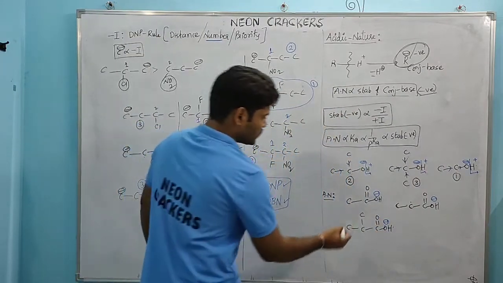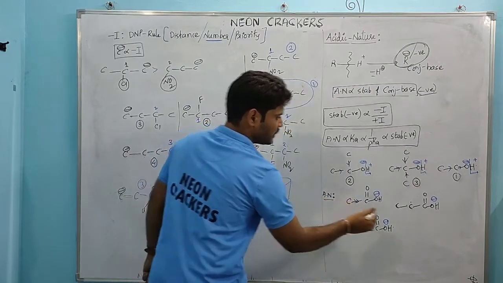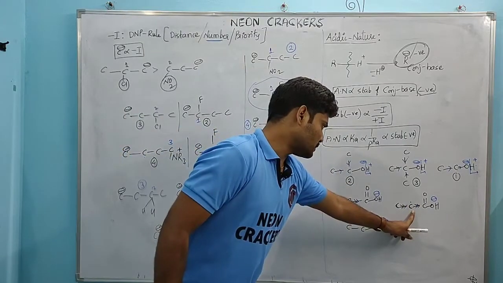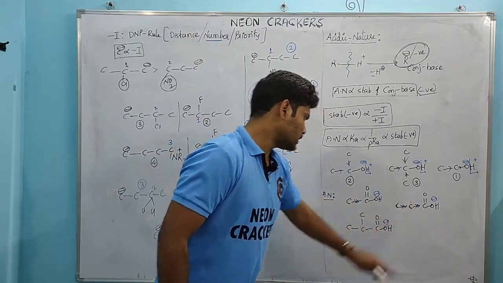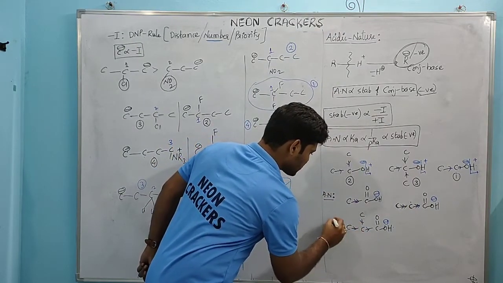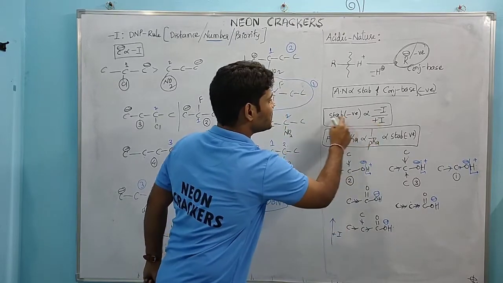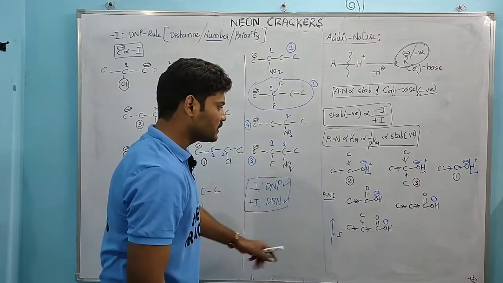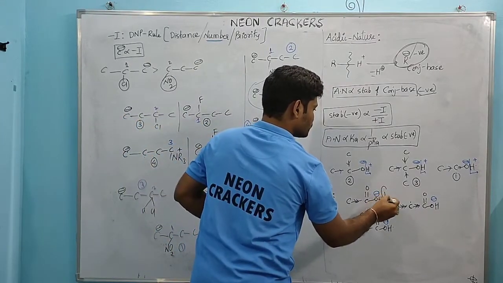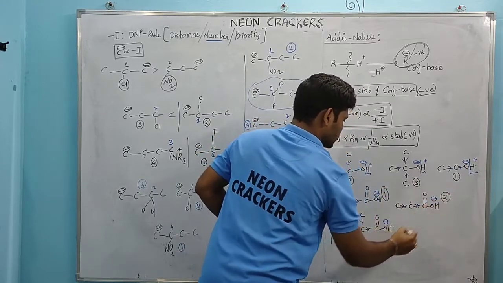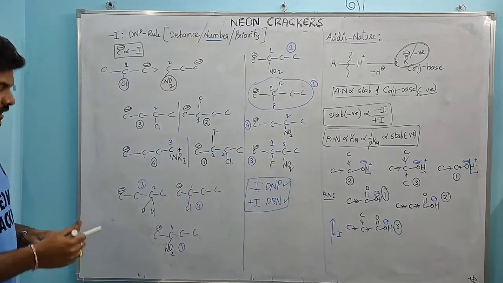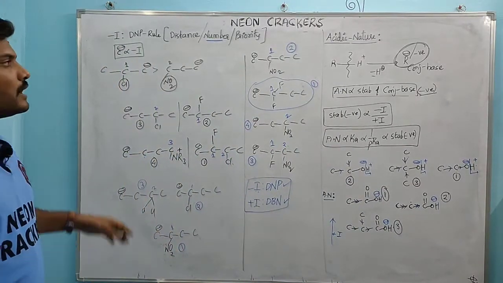Now find out the order here. The first one has only one methyl, plus I. The next one has a methyl and an extra methyl present, so 2 plus I. Of course it is a stronger plus I than the first one. The next one has 3 plus I groups present, so here plus I is maximum. If plus I is maximum, stability of the conjugate base will decrease. So which has more acidic nature? This one is 1, this one is 2, and this one is the least acidic in nature. So this is the order of acidic nature.